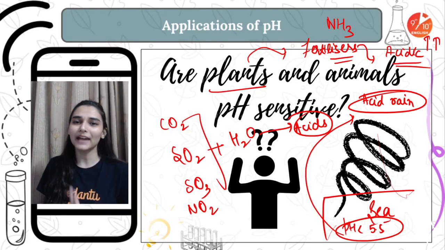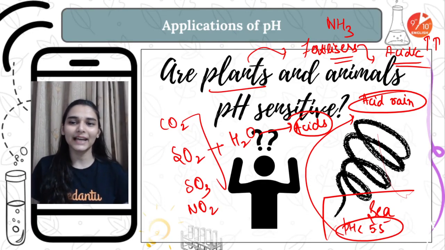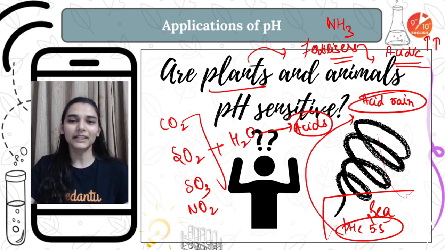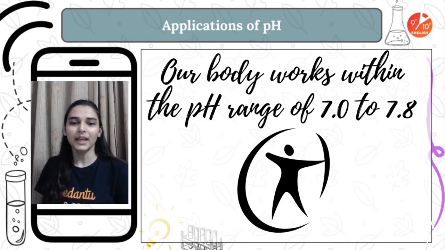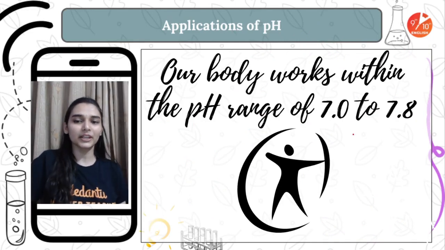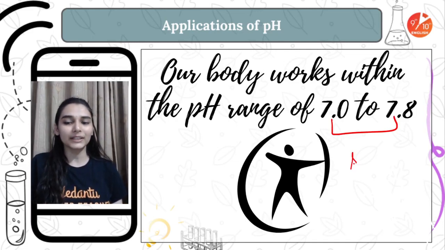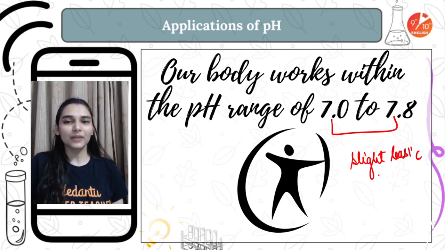So we have to add a mild base to neutralize that acid. Okay. Generally we add calcium oxide, calcium carbonate, so that they can neutralize it. And our body works best in the pH range of 7 to 7.8. It means our body works in a slightly basic range.